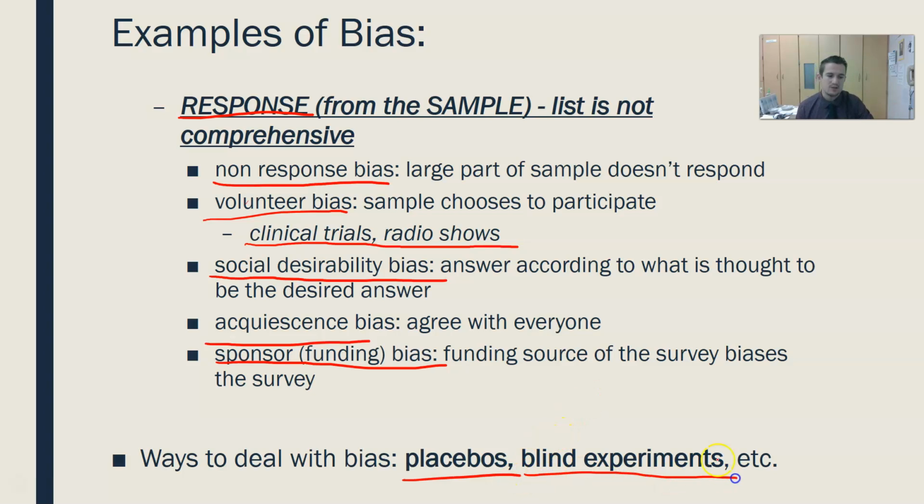Blind experiments, so a blind experiment would be that people don't know the results or don't know what's being done, so that it's a little bit more unbiased, so people can't be swayed one way or the other. There's lots of ways to deal with bias, lots of examples of bias, but it's important to eliminate bias as much as possible in studies so that we can actually make accurate predictions from our study, from our experiment, or whatever it may be, about the population.